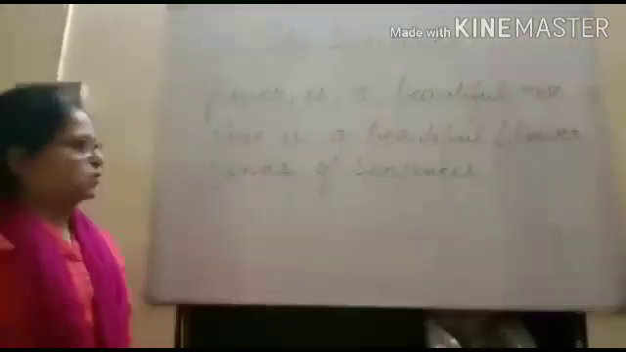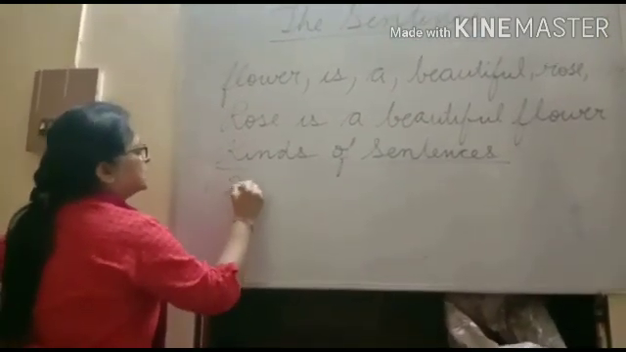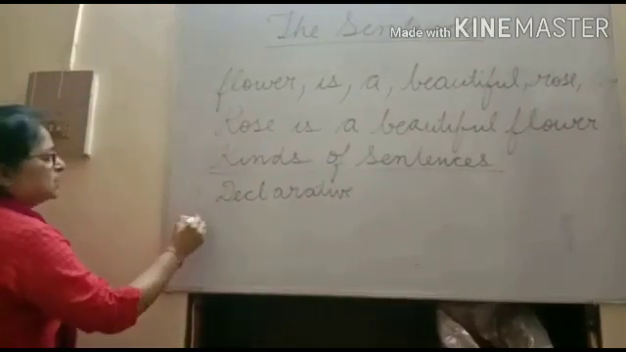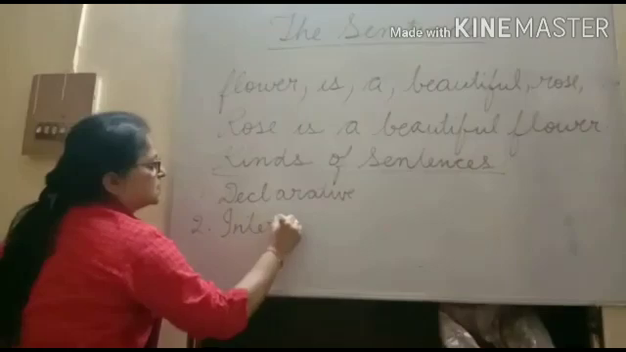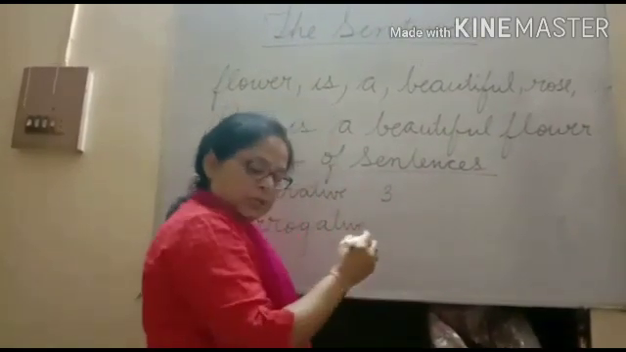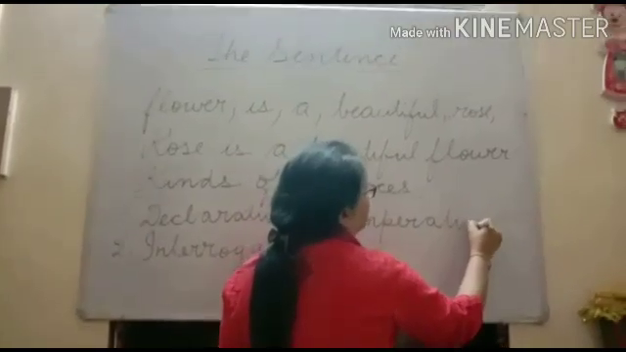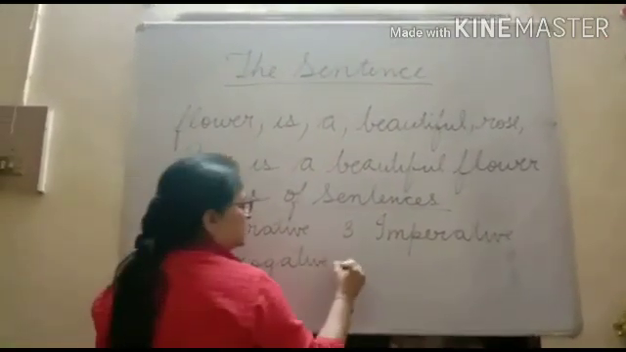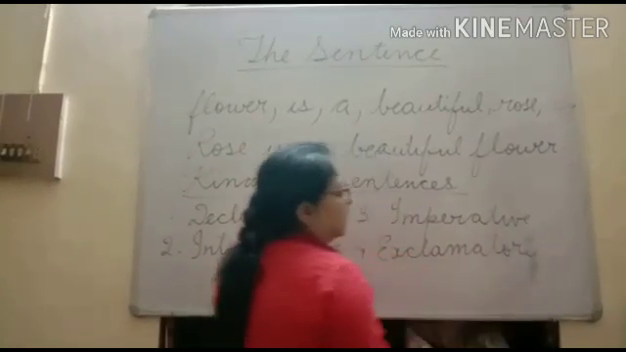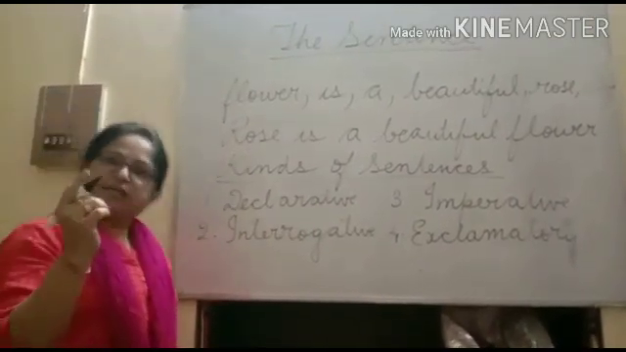Children, there are 4 kinds of sentences. I am going to write it here. Please pay attention. The first one is declarative sentence. The second kind is interrogative sentence. The third kind is imperative sentence. And the fourth kind is exclamatory sentence. Now, I am going to deal all these different kinds of sentences separately. I am going to start with declarative sentence.